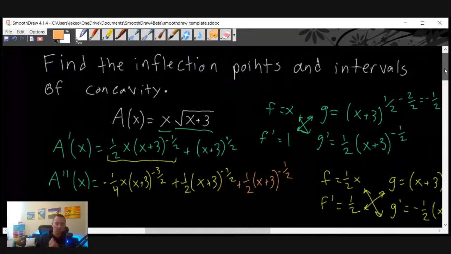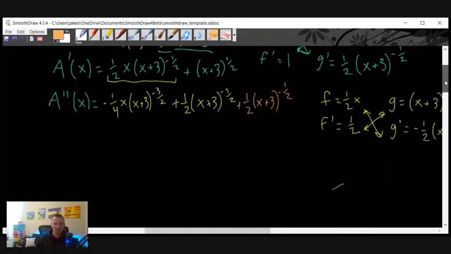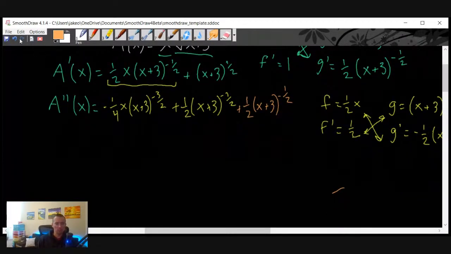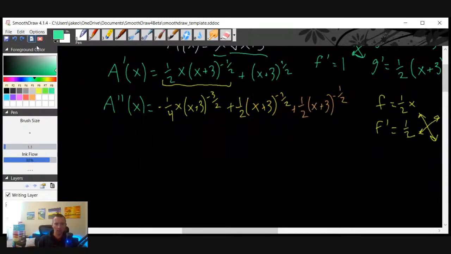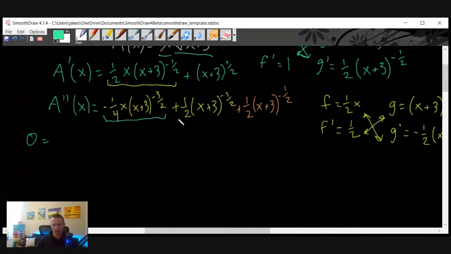So again, to find inflection points, our first step was finding the second derivative. Now that we have our second derivative, since this is such a similar process to finding the critical numbers where we took the derivative and set it to 0, same idea here. We're going to take our second derivative and set it to 0. Again, we have these three terms here, and it's easier to factor this out because then we're going to be able to create three smaller, simpler problems out of that.